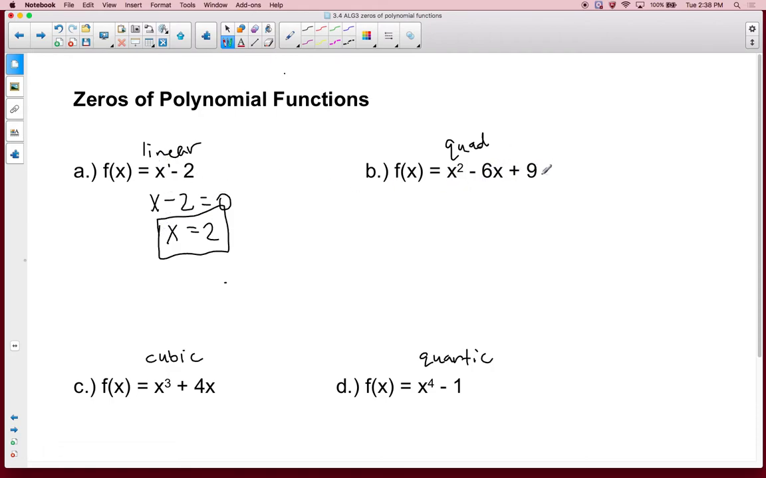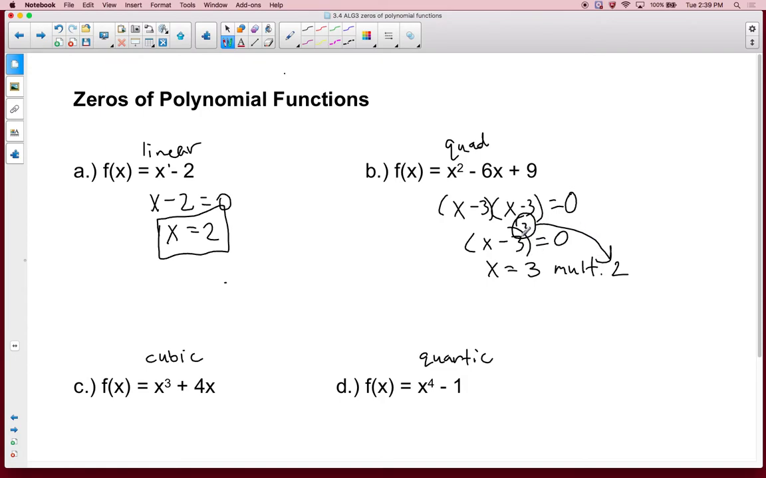For this one, if we set this equal to 0 and then factor it, we ask what multiplies to 9 and adds up to -6. That's x minus 3 and x minus 3. Setting it equal to 0, that's really x minus 3 squared equals 0. So we get x equals 3. This gives us a multiplicity of 2 because it comes up twice. And when it comes up twice, that tells us that at that zero, at x equals 3, it's going to have the vertex there, or it's going to touch and turn.